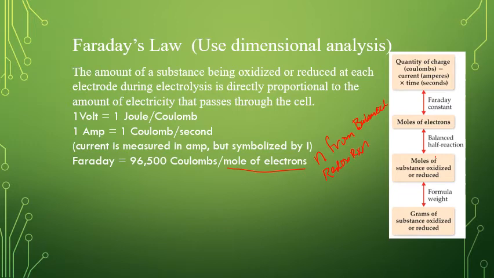Okay, so again, we use Faraday's constant to convert that into moles. So again, taking your current times time, that will get you your quantity of charge in coulombs. And then you can use Faraday's constant to get that into moles of electrons. You can use the n from your balanced half reaction to figure out how many moles of the substance were oxidized or reduced. And then from there, you can use your molar mass to determine the grams of the substance that will be oxidized or reduced during that certain amount of time.